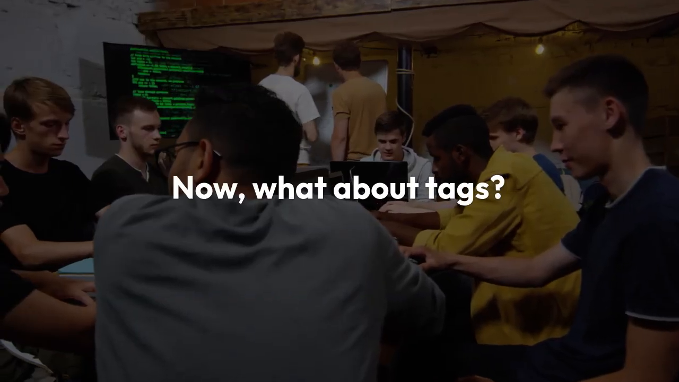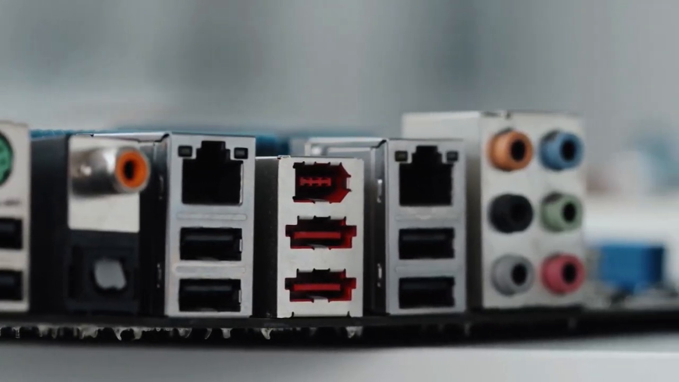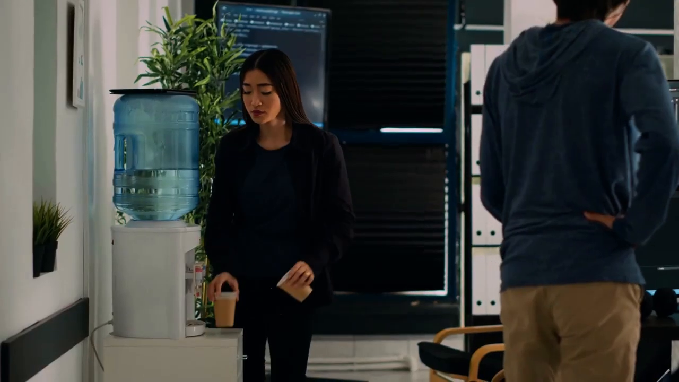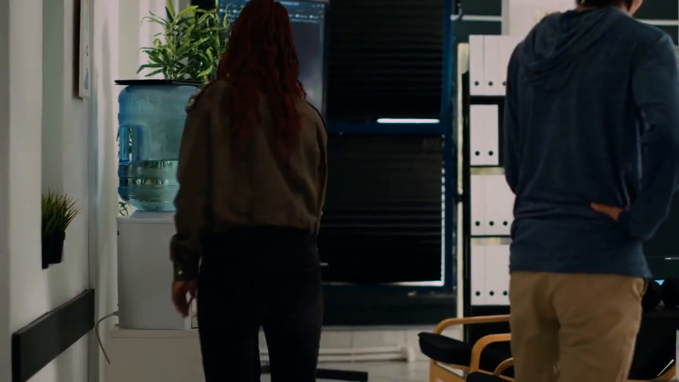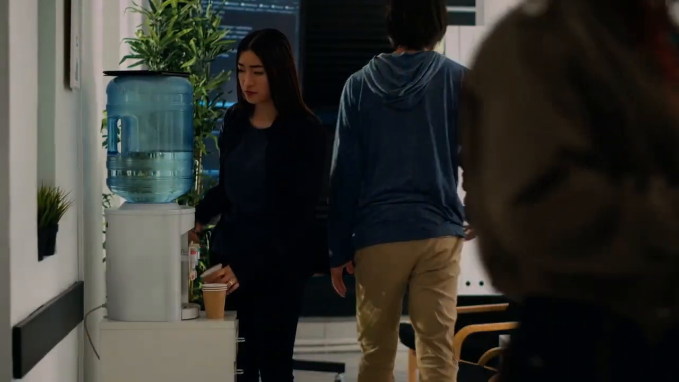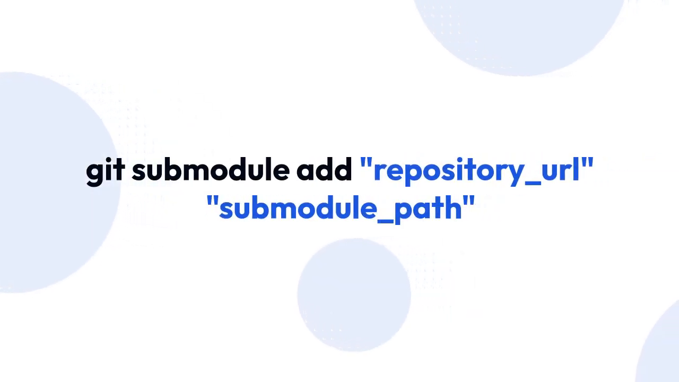Now, what about tags? Tags represent a specific, immutable point in history, often used for stable releases like v1.0.0 or v2.1-beta. While the -b flag is excellent for branches, there isn't a direct -t flag for tags when you first add a submodule. But don't worry, it's still very straightforward to achieve this. The process involves a couple of extra steps compared to adding a branch. First, you add the submodule without specifying a branch, allowing it to default to the main branch or whatever head points to. So, you'd run git submodule add repository_URL submodule_path.